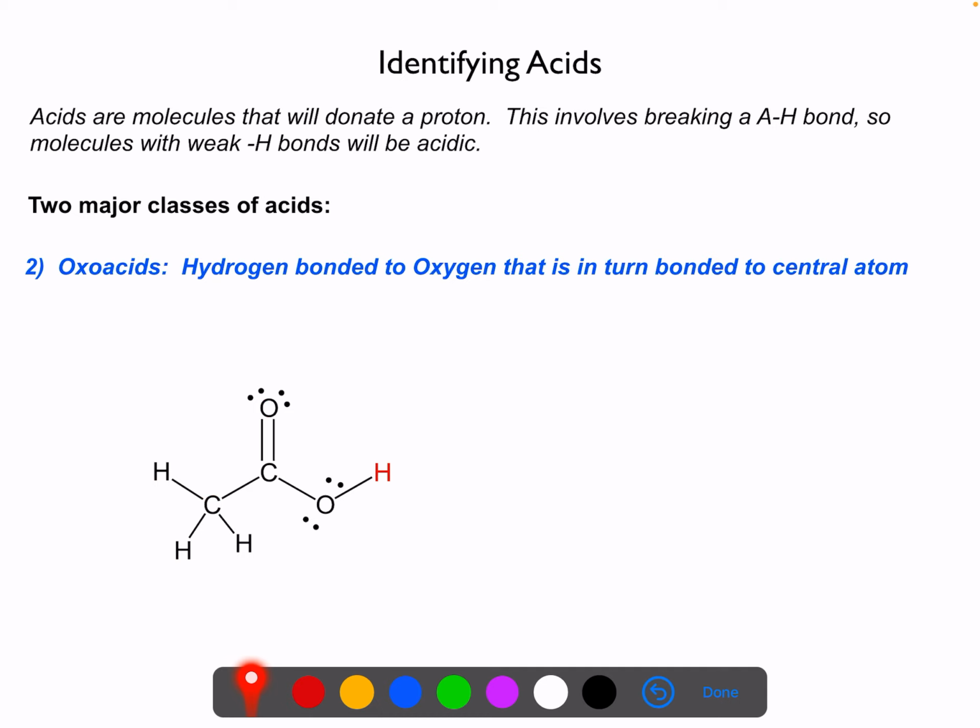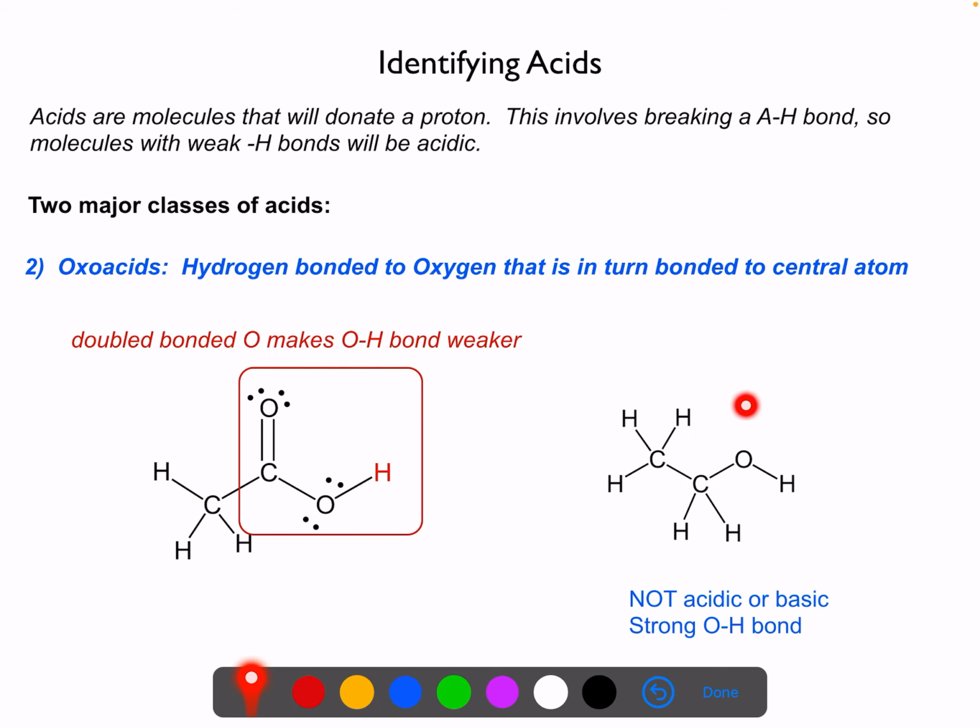When we think about our oxoacids, we could compare to something like ethanol, which is a very similar molecule. CH3CH2OH versus CH3C double bond O OH. But this proton is not acidic. The reason it's not acidic is that we do not have this double bonded oxygen, because this carbon is just bonded to two hydrogens. This is not an acidic hydrogen, while this one is because of the C double bond O.